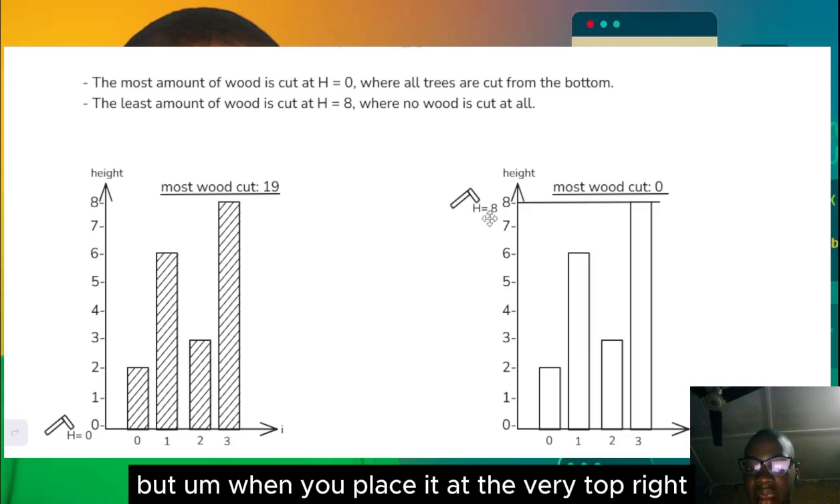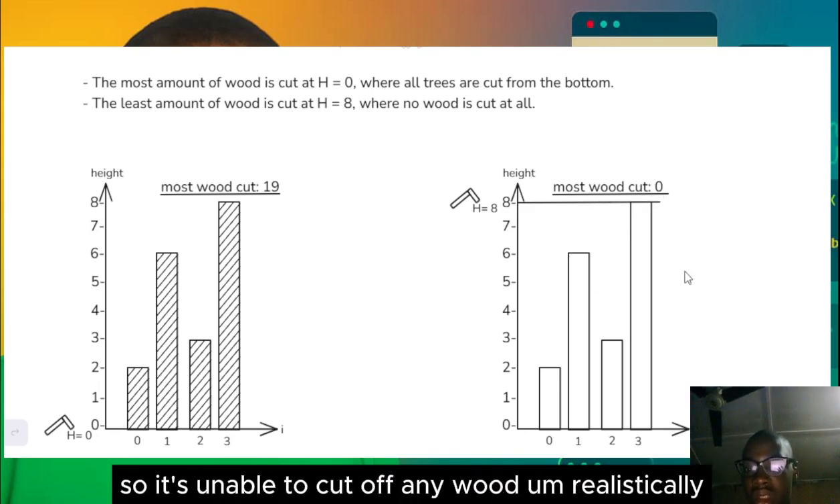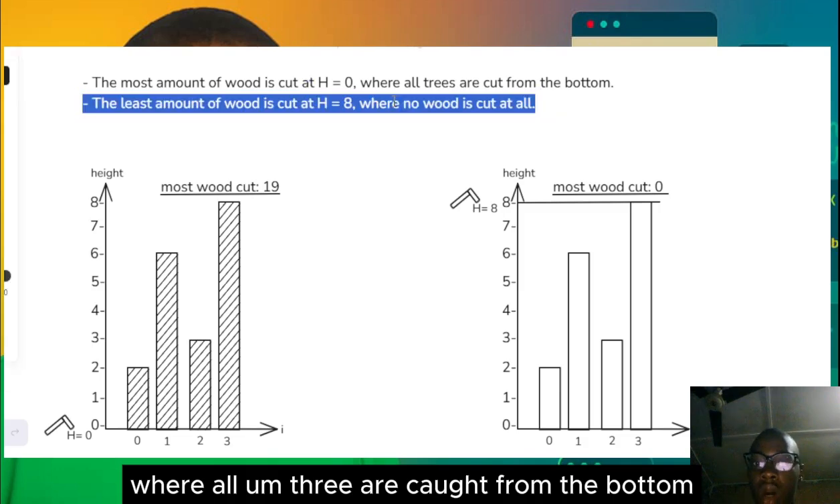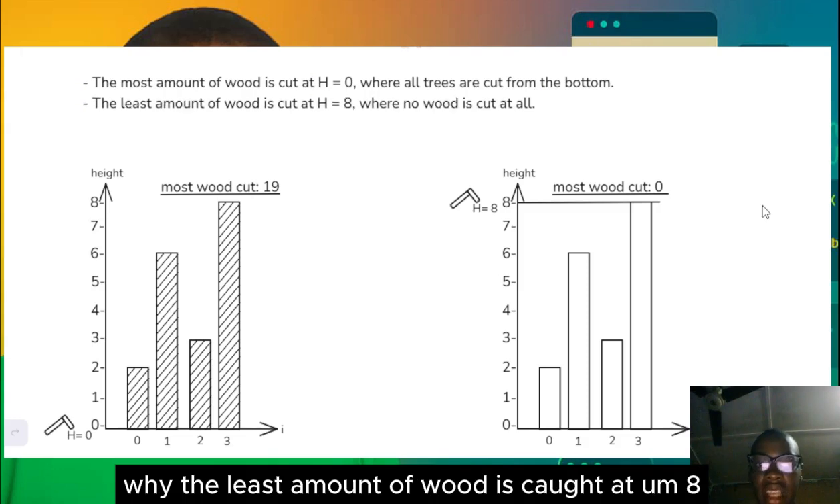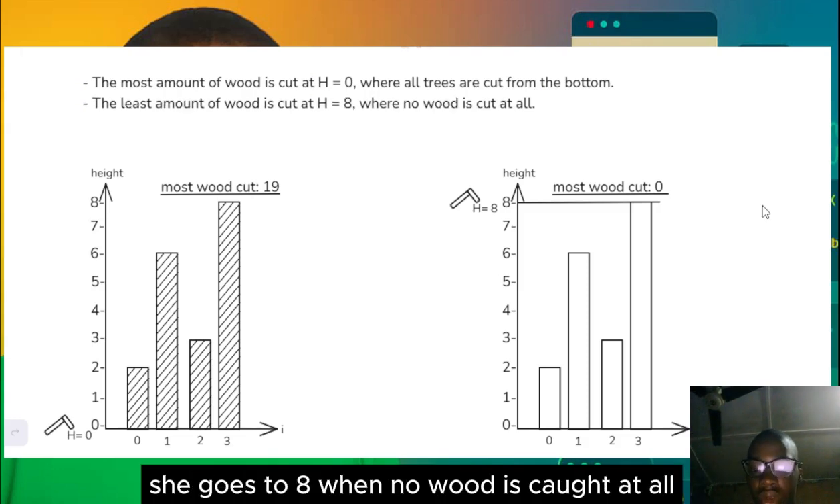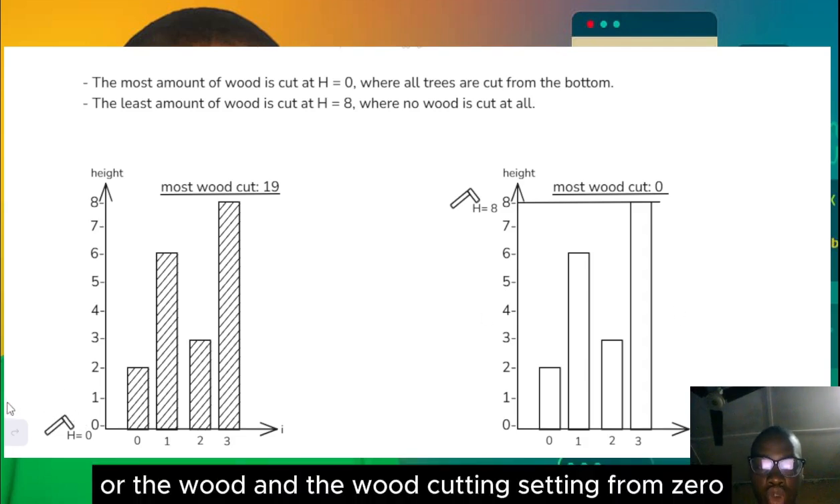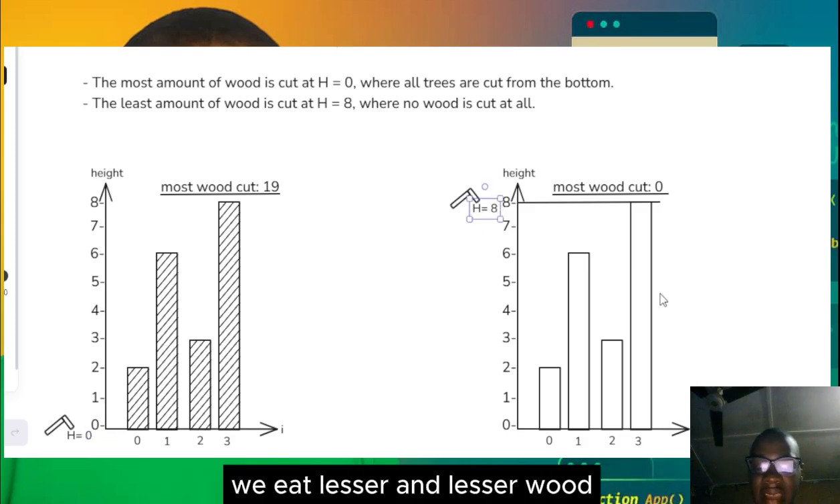But when we place it at the very top, it is going to cut off 0 amount of wood. Why? Because we placed it at the topmost, so it is unable to cut off any wood. So the most wood is cut at h equals 0, where all 3 are cut from the bottom, while the least is cut at h equals 8, when no wood is cut at all. So moving the wood cutting setting h from 0 up to 8, we yield lesser and lesser wood.